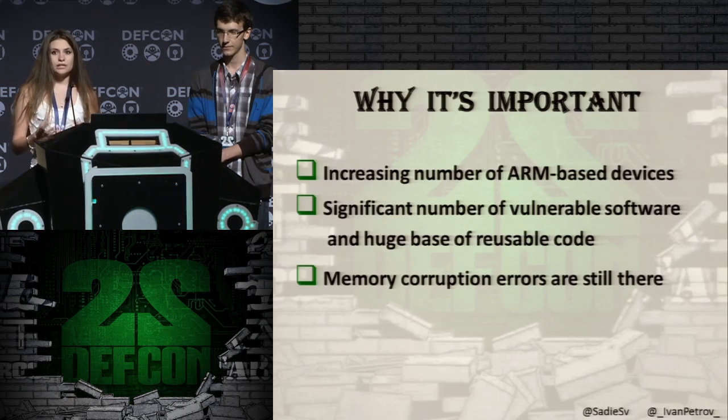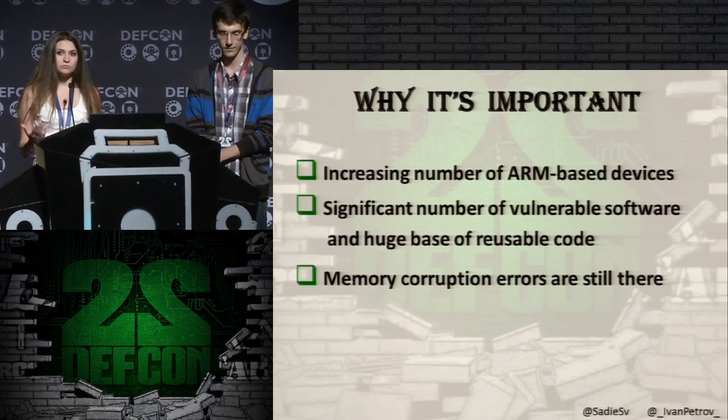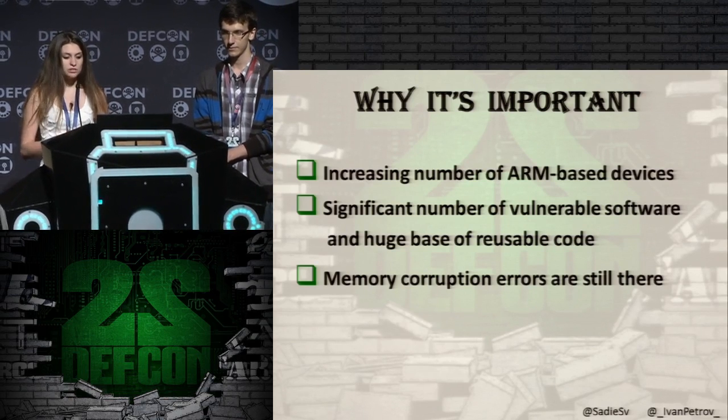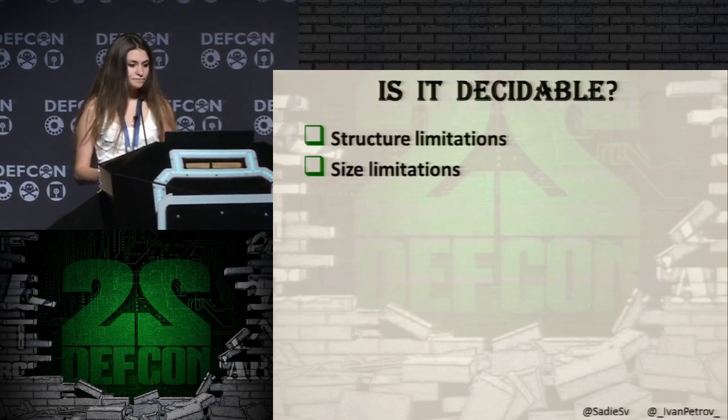We still have a huge base of code written in C and C++, those codes that we want to inherit from other systems. We want to reuse it somehow, it contains a lot of vulnerabilities, and we're talking about memory corruption vulnerabilities. They're still there.